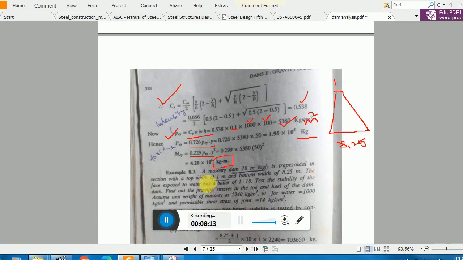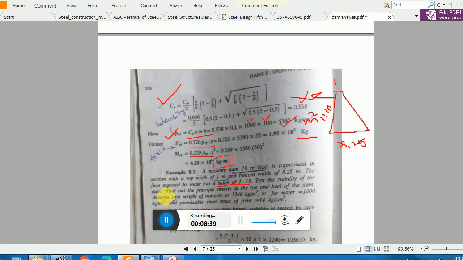The face exposed to water. Let's say we assume this face is exposed to water and it says that a batter, so this line is not perpendicular, the line is inclined. And batter means the slope which is provided to that side, 1:10. In example 1 you see 0.15:1, but here it is 1:10. This is the stability of the dam.